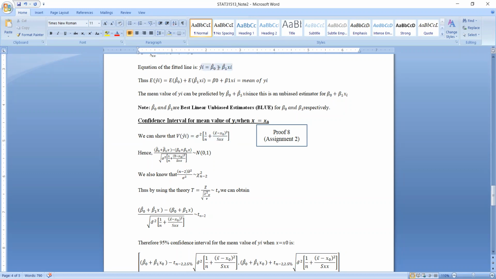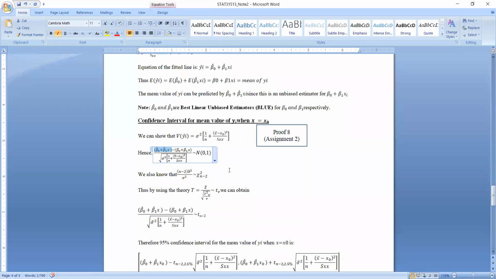Now if you take beta naught hat plus beta 1 hat xi, this term, we know the expected value, in other words its mean, is beta naught plus beta 1 times xi. And this is the variance term. If you know the mean and the variance, we can convert that into a standard normal distribution. You take beta naught hat plus beta 1 hat into x, the term we are interested in, and subtract its mean, beta naught plus beta 1 x. Then you divide this by the standard deviation, which is the square root of the variance. And now this has a standard normal distribution.